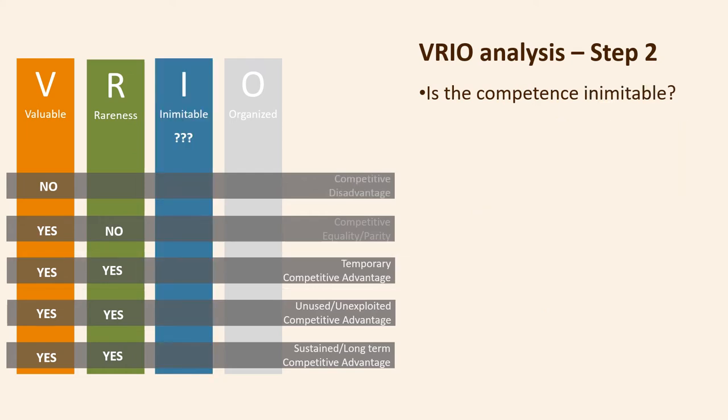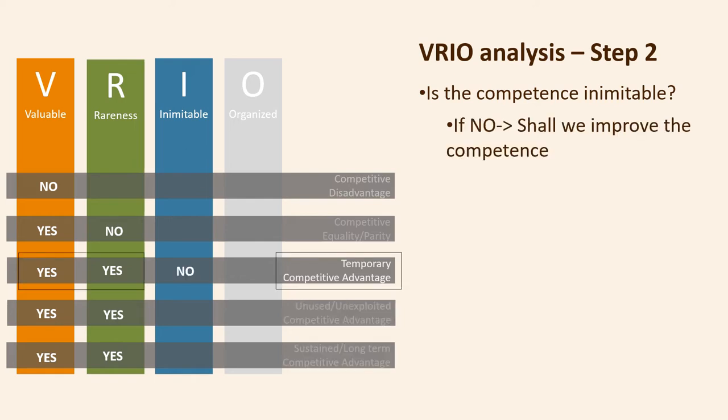Thirdly, we ask whether the competence is inimitable. Suppose it is easy to imitate the competence. In that case, we must put a no in column I and consider whether we should improve the competence or do nothing about it, thus accepting that it contributes to a temporary competitive advantage over competitors.